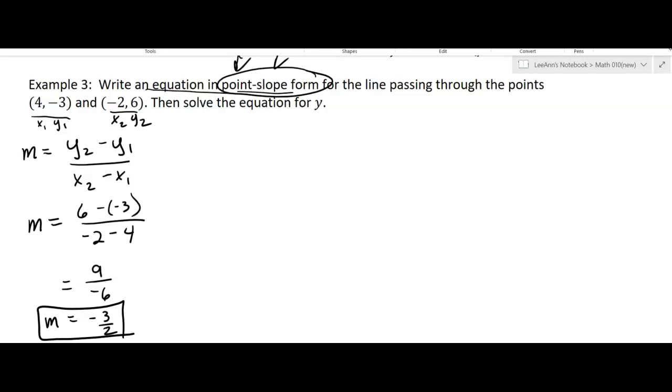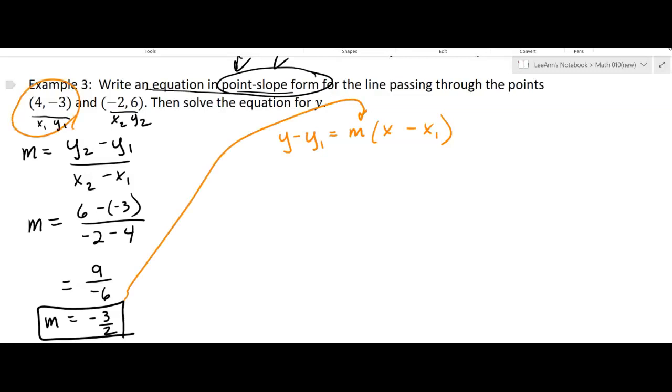Now we're going to go to the point-slope form. So that's that form that we talked about in the last video, and this is what it looks like. Okay, so we have the slope now. We're going to be able to plug that in right there. And we already have an x sub 1 and a y sub 1, so you don't have to relabel anything. We'll just use that point again. You could use the other point, but I'm just going to use that one because it's already labeled. So y minus negative 3 equals negative 3 over 2 times x minus 4.